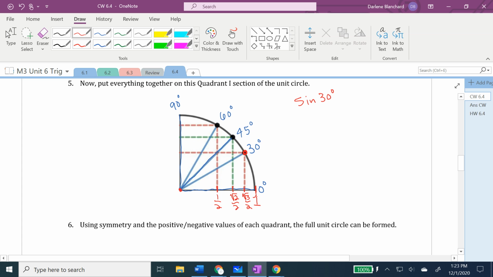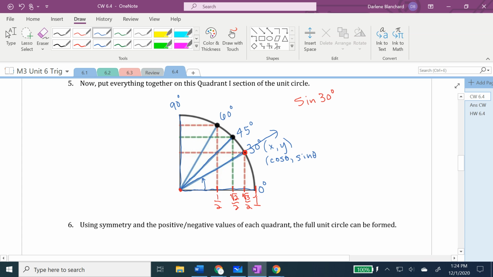Now, the 30 degrees is about the angular sweep to a terminal side. The terminal side of that angle intersects the unit circle at a point. That point has an x and a y coordinate. The x-coordinate of that point is the cosine of the angle. The y-coordinate of that point is the sine of the angle.